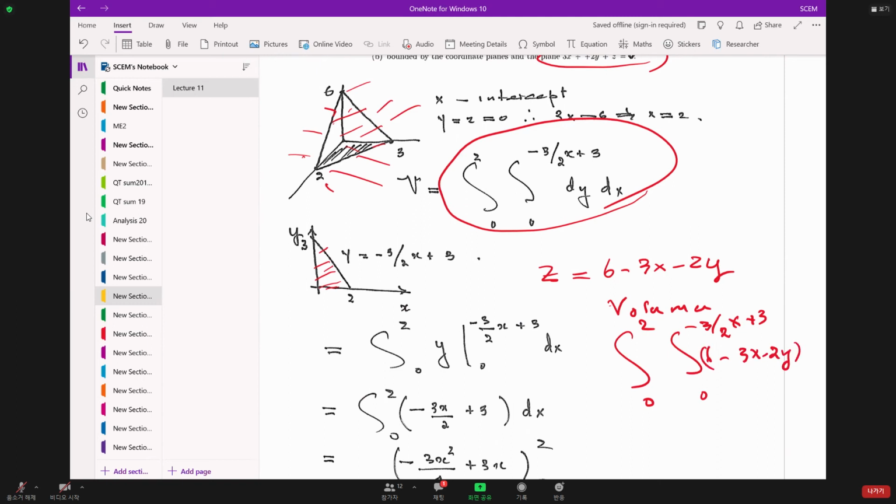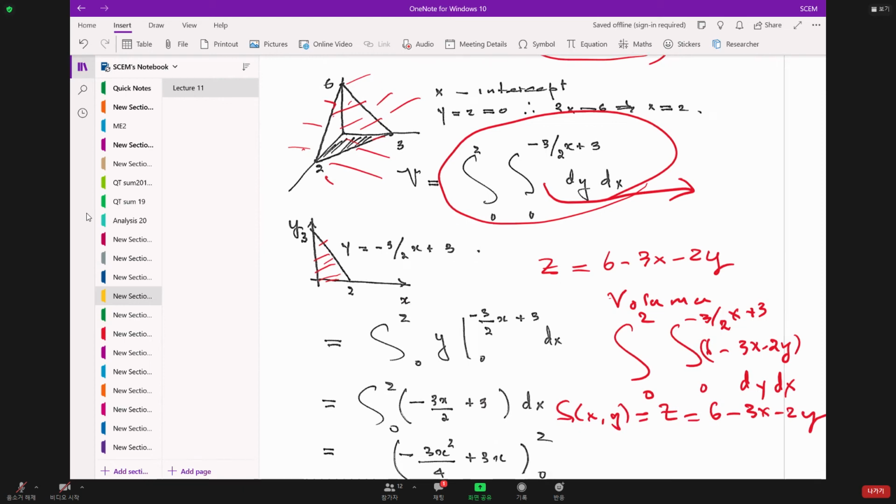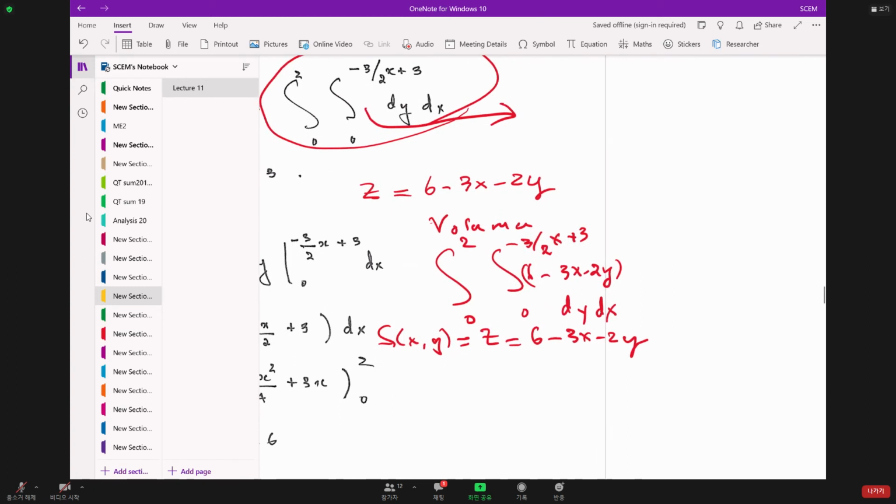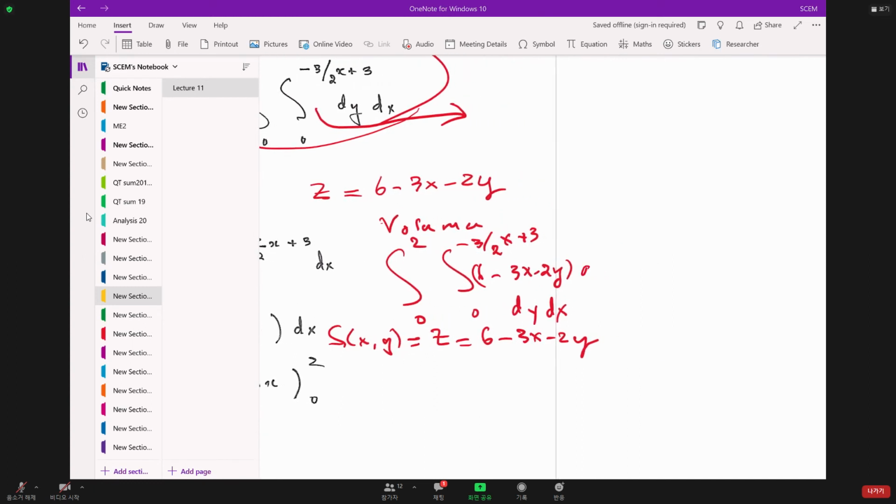You're integrating the first one with respect to y, then with respect to x. So I made a mistake. The volume here, I must multiply it by z, which is f of x y, which is equal to z, and z is equal to 6 minus 3x minus 2y. Can you please correct that? Yep, just correct that. So what you have to do is work out this integral. You have to integrate this with respect to y.